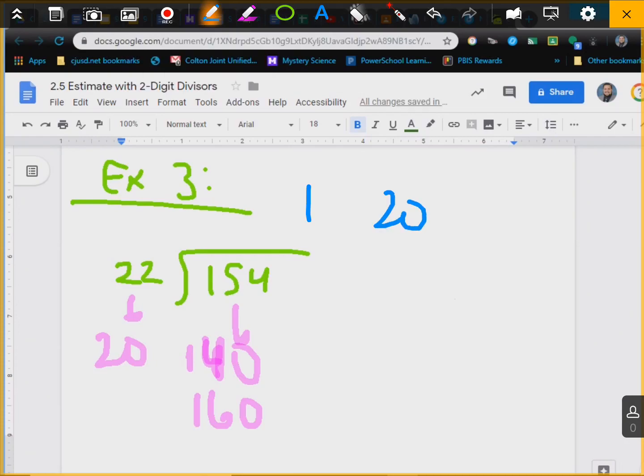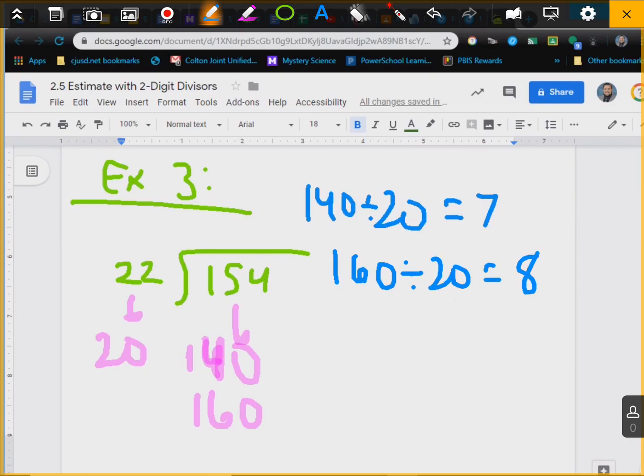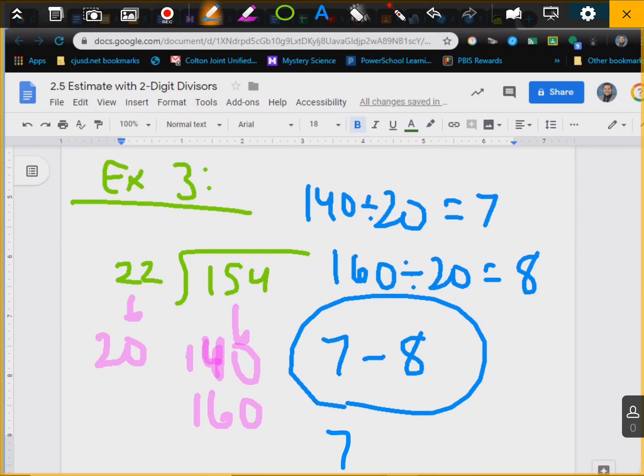Doing that, I know that 140 divided by 20 is 7, and 160 divided by 20 is 8. Now, it's going to be between 7 and 8. Now, of the two, they're the same amount. So this would just be my answer, or you could say 7.5, because that would be in between these two numbers.